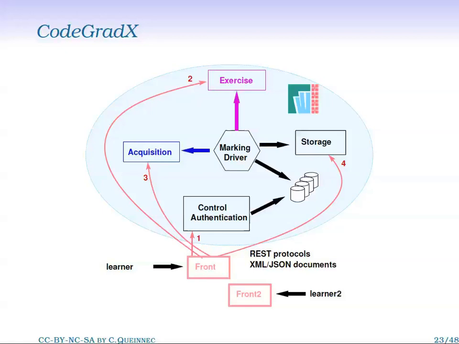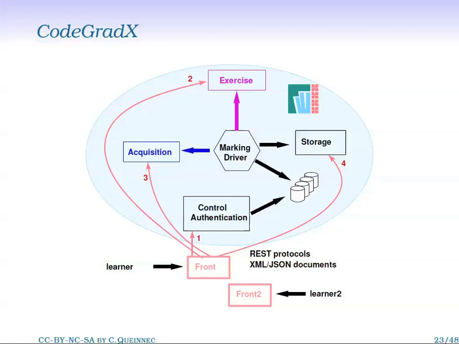So there is a front end with which the learners interact. First, the front end interacts with a control authentication server to know whether the person has the right to interact with the whole infrastructure or not. Then the front end interacts with the exercise server in order to get the stem of the exercise. Then the learner works on the exercise. He reads the stem, he tries a solution, and then he has to send the solution to an acquisition server, which is only a queue of jobs.